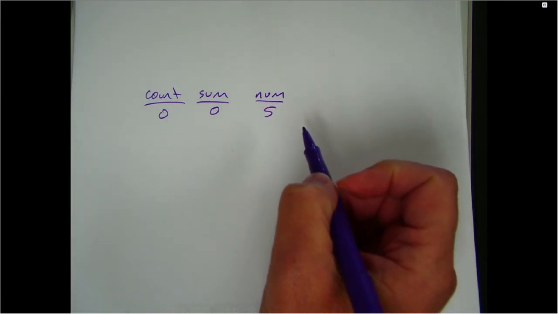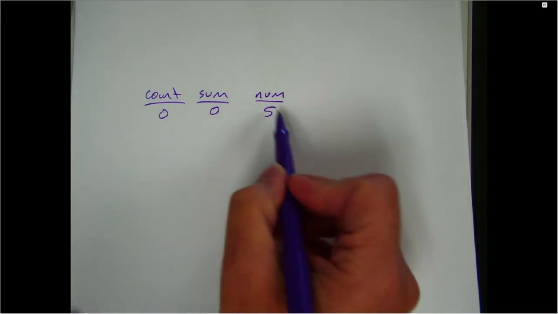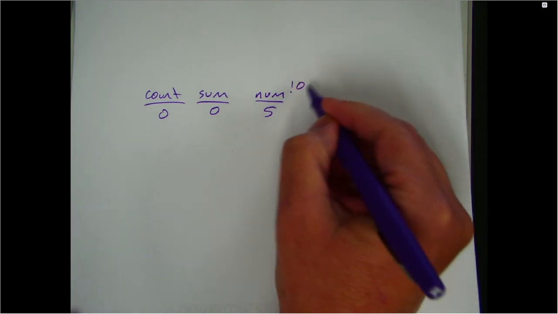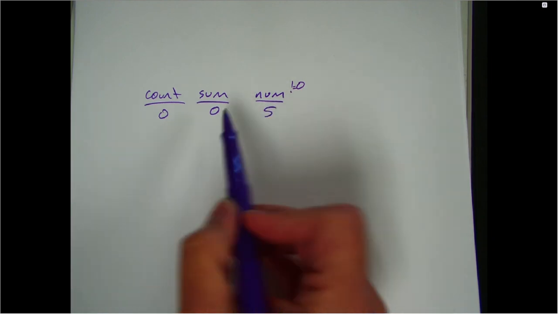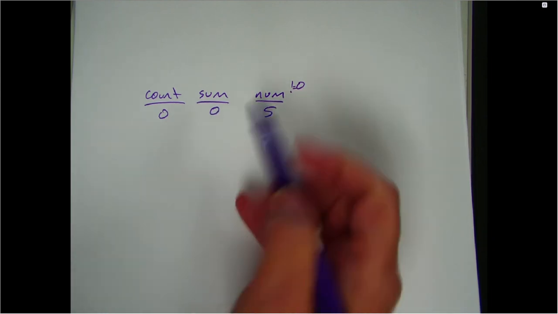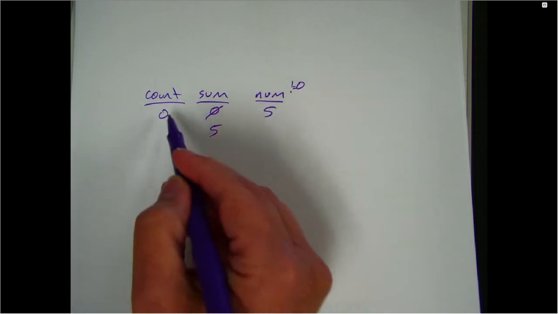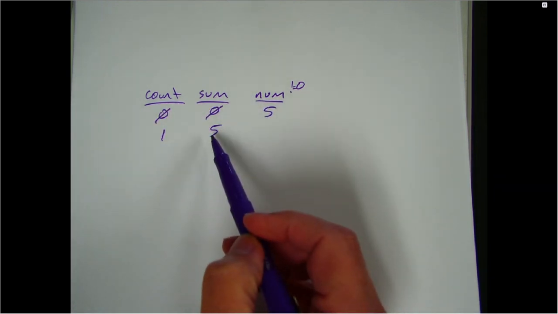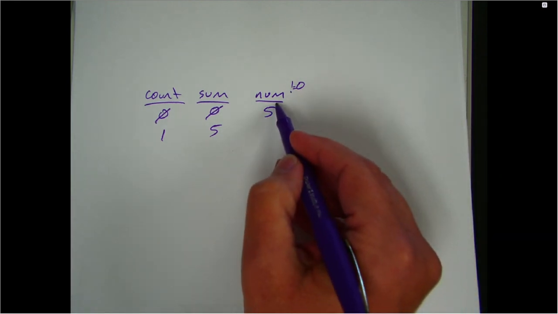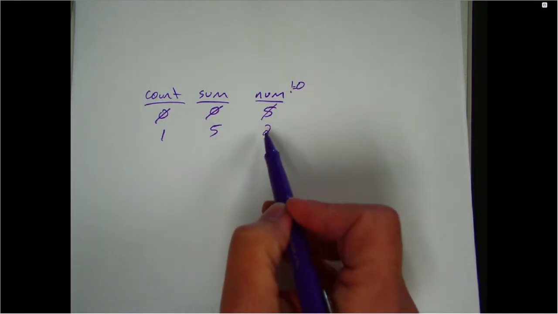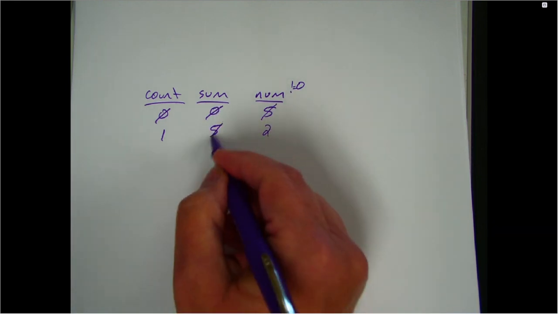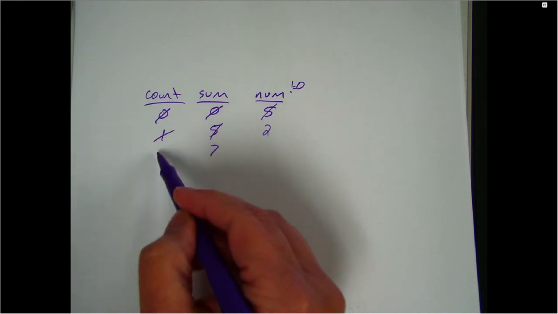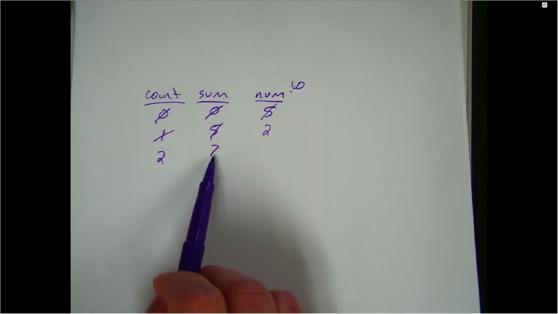Then my code says, is 5 not equal to 0? Yes, it isn't, so I can go. So my number is going to be added to my sum. Now my sum is 5, and then my count is going to go up. Then it asks for another number. Let's say I enter in 2. 2 is still not equal to 0, so now it takes the sum and adds these 2 together. Now this is 7, and my count goes up by 1. So now I've got 2 numbers, and the total is 7.